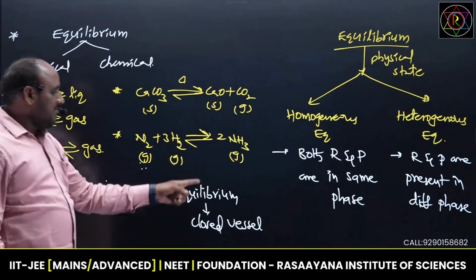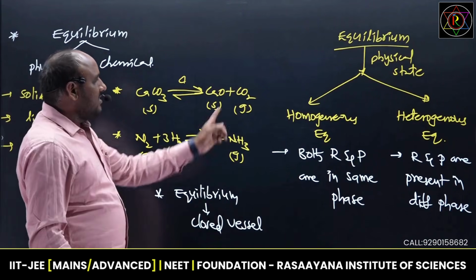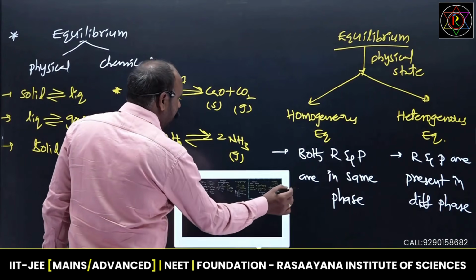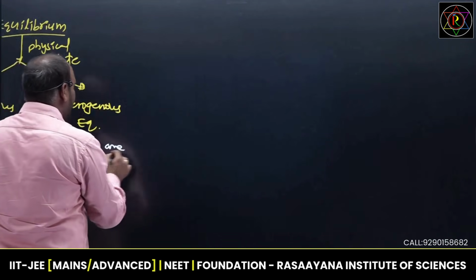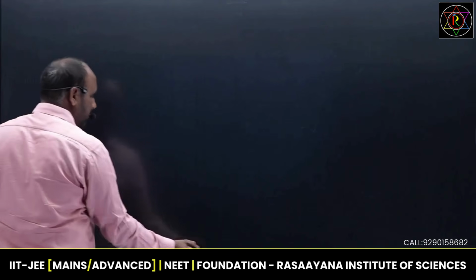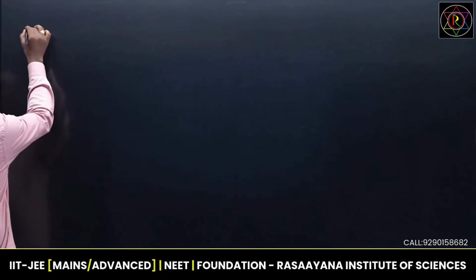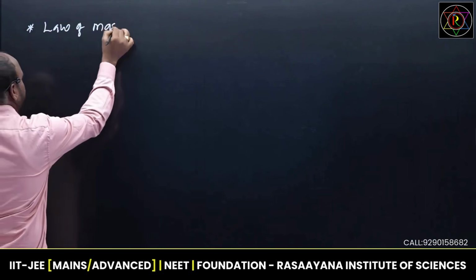Such equilibriums are called reversible reactions, right? So these are the types of equilibrium. Here we need to apply two laws: one is the law of mass action, and the other is the law of chemical equilibrium. So we have to apply the laws. The first one is the law of mass action.